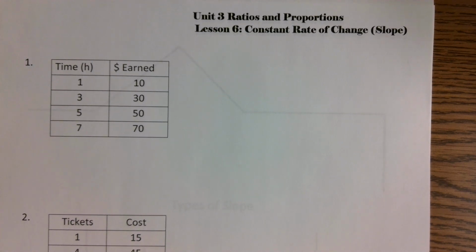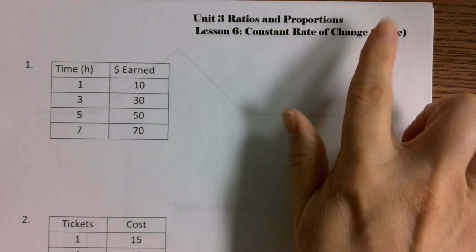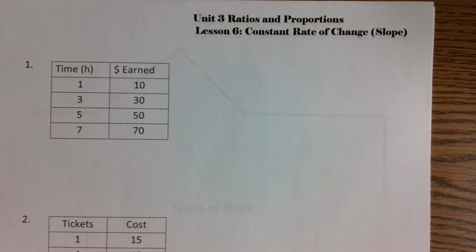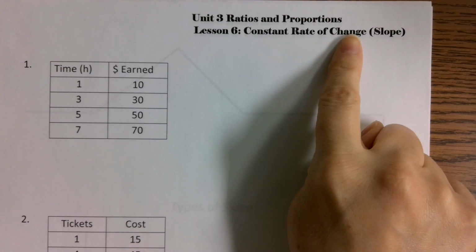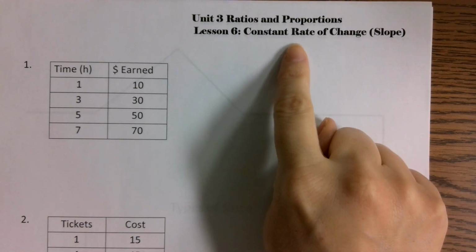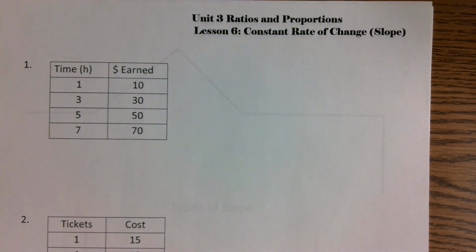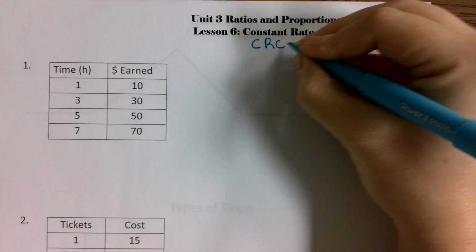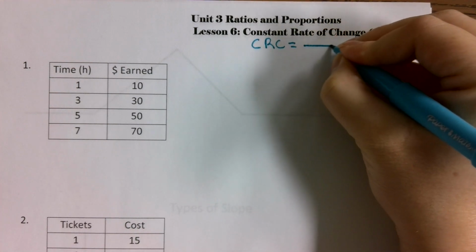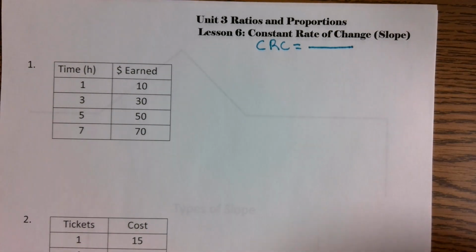The way that we identify slope or constant rate of change is through a change that's occurring in your y value, that's called the rise, over the change that's occurring in your x value, which is called the run. So I'm going to go ahead and write that down here for you. For now on, instead of saying constant rate of change, I'm just going to say CRC. It makes it a lot faster when we are writing things down.